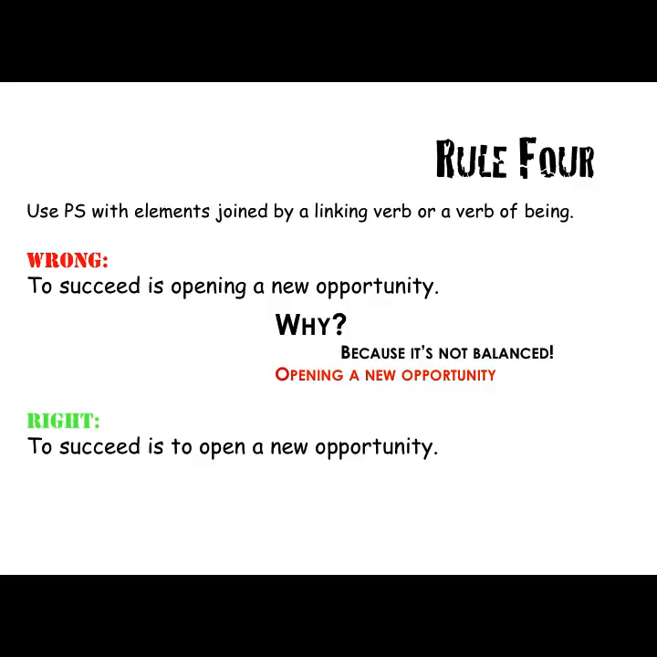Rule number 4, use PS with elements joined by a linking verb or a verb of being. To succeed is opening a new opportunity. Naturally, it's not balanced because opening a new opportunity ruins it. To succeed, opening. You notice how that's wrong? So you would change it to: to succeed is to open a new opportunity. To succeed, to open. You could even say succeeding is opening a new opportunity, and that would work fine.